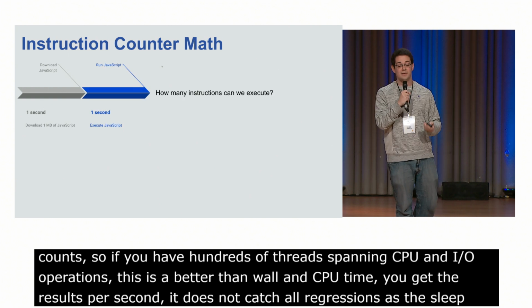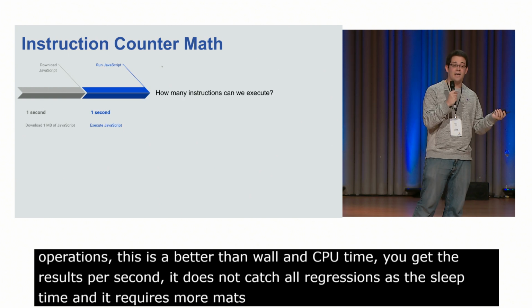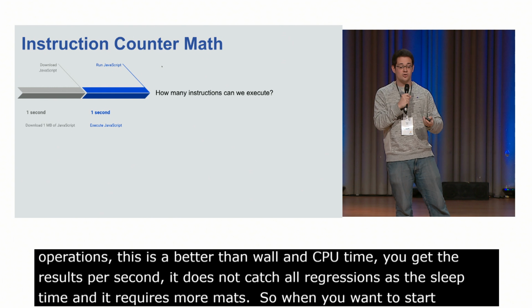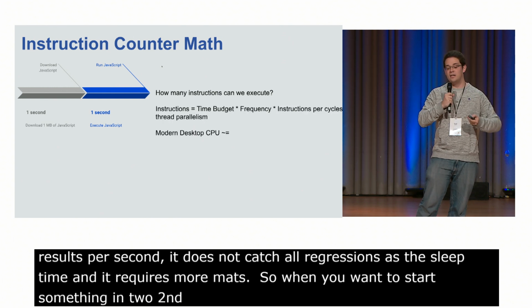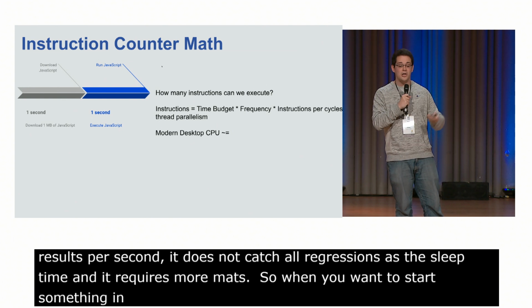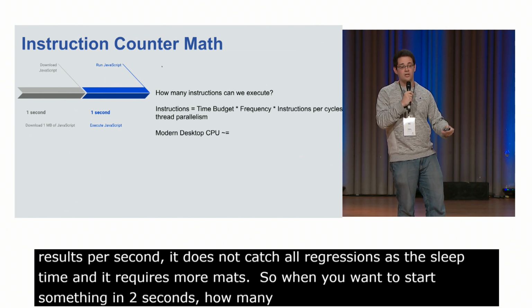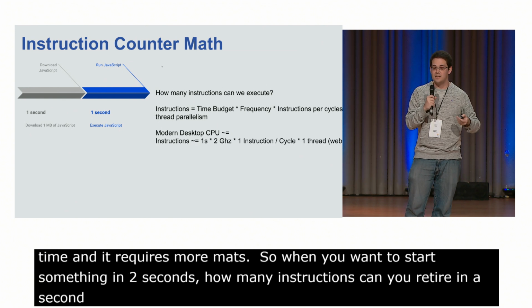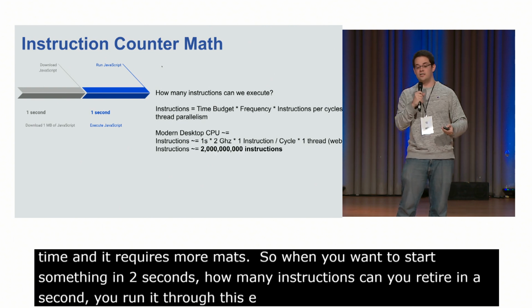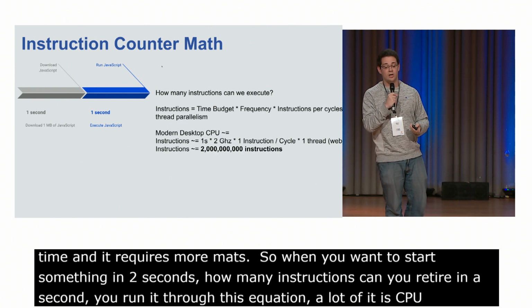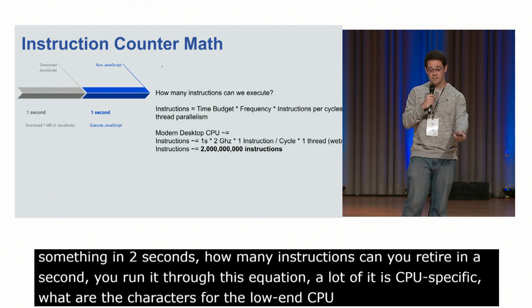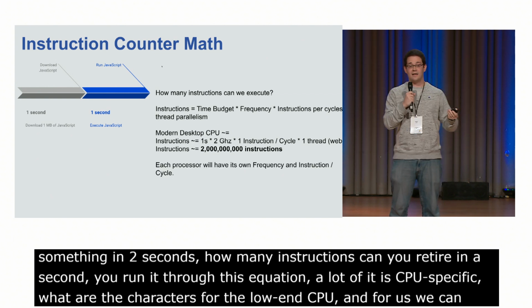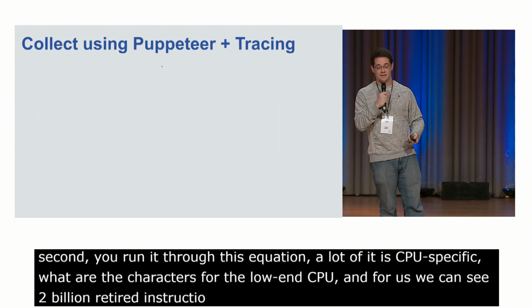If you want to start up in something like 2 seconds, you might say, okay, it's going to take a second to download 1 meg of JavaScript. That leaves you 1 second of execution. How many instructions can you retire in 1 second? You run it through this simple equation. A lot of that is very CPU specific. You figure out the criteria for the low-end CPU that you want to target. For us, on a high-end machine, we can see something like 2 billion retired instructions that you can fit in 1 second. So now that's your budget for your performance test.